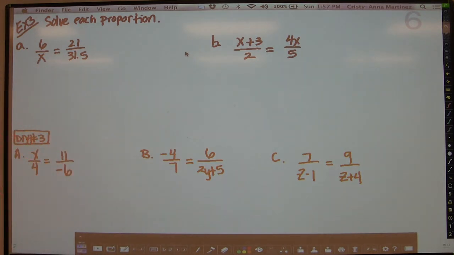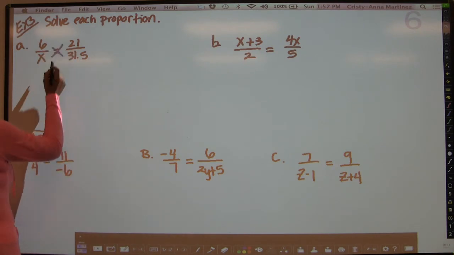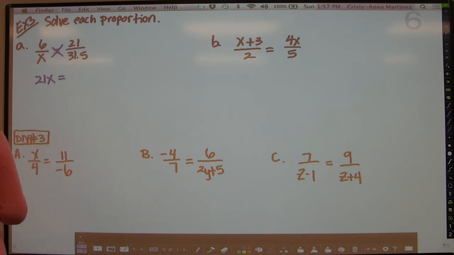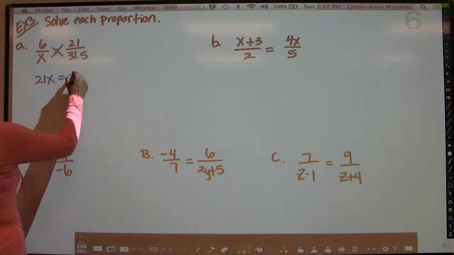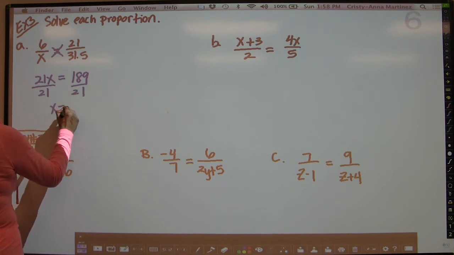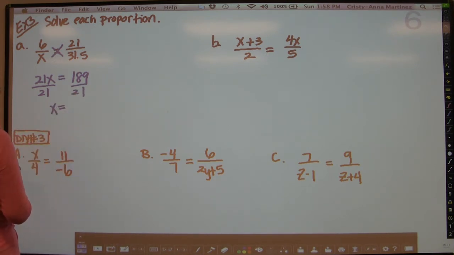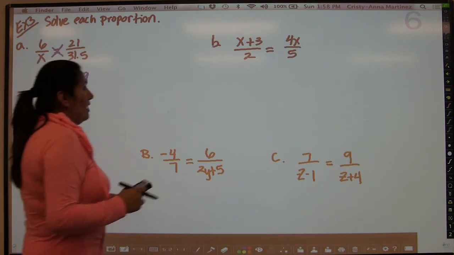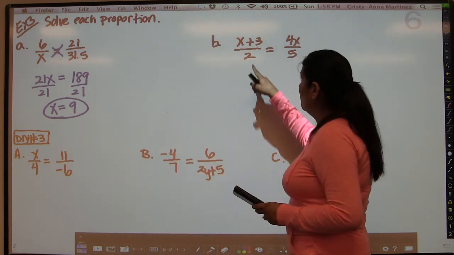So we have here, the first one is actually very, very straightforward. It's not until we get to part B that it kind of gets interesting. But we basically have a cross product, so we're going to say 21 times x is 21x, and that's going to equal the extremes, which is 6 times 31.5, which is 189. Then divide by 21 on both sides. So 189 divided by 21 is going to give you 9. So x equals 9.